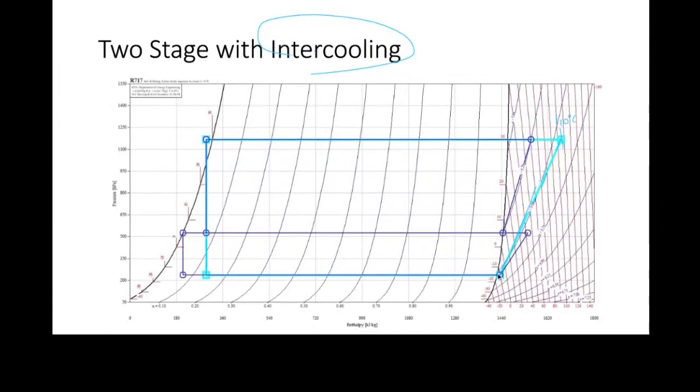But with the intercooling, with the first stage of compression, I'm up to, say, 45 degrees Celsius. That's my discharge temperature. And the flash gas cools it back down until it's saturated. I compress it again in the second stage. And here, my discharge temperature looks like it's about 60 degrees Celsius.